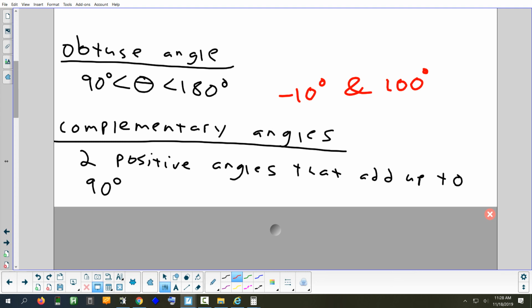What's the term for the negative angles? Or is there not one? I'm not familiar with any term for negative angles.